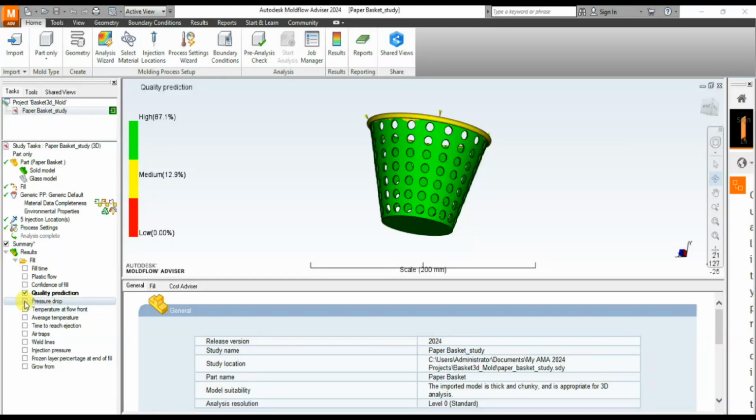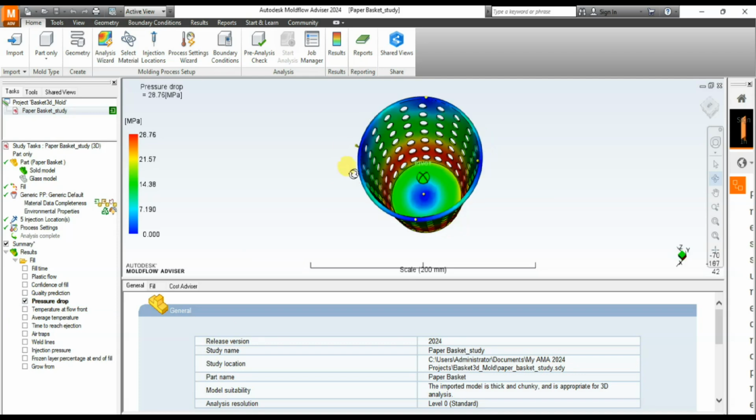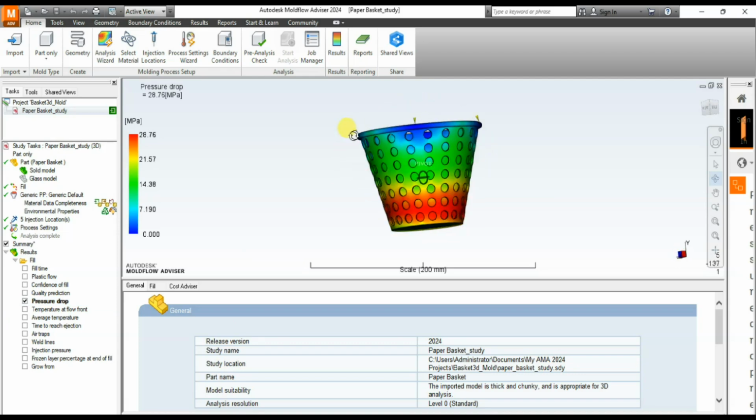Okay, so let's look at the pressure drop, having gone through the quality prediction. Now you should understand the basics of the pressure drop results. This is very important. The pressure drop results show a range of colors to show the regions of highest to least pressure drop. The pressure is needed to fill certain areas of interest of the parts.